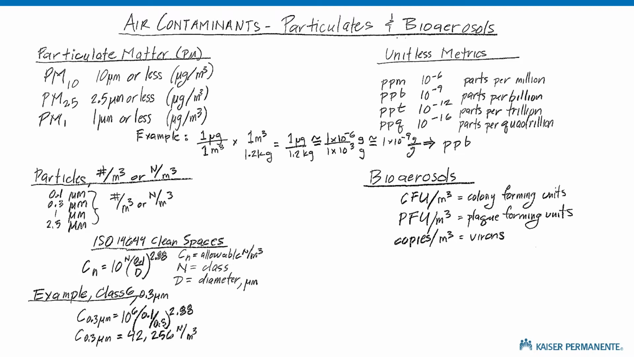We can't measure bioaerosols in real time. We actually have to extract air from a space, send it to a lab, and then get it back. That takes about 24 hours, although that time is improving all the time. The units that you'll see on those lab results are going to be in colony forming units, or CFU per meter cubed. Sometimes you'll see plaque forming units, which is PFU per meter cubed.